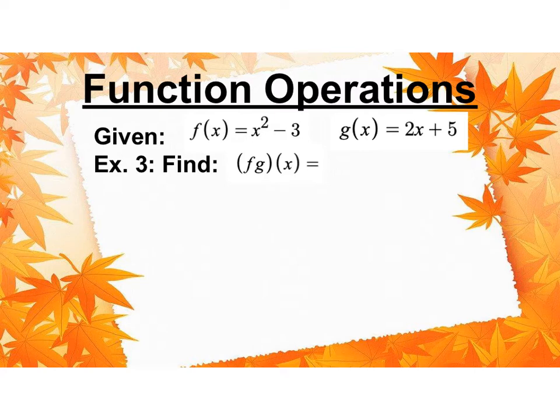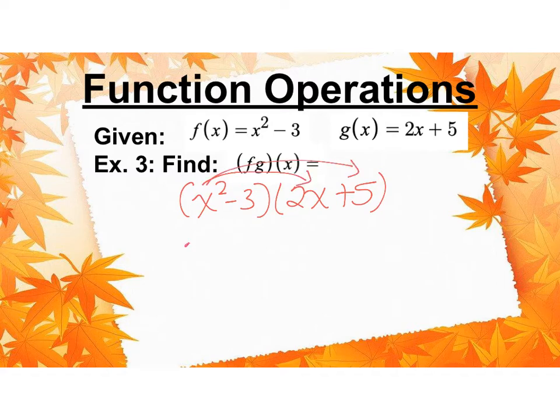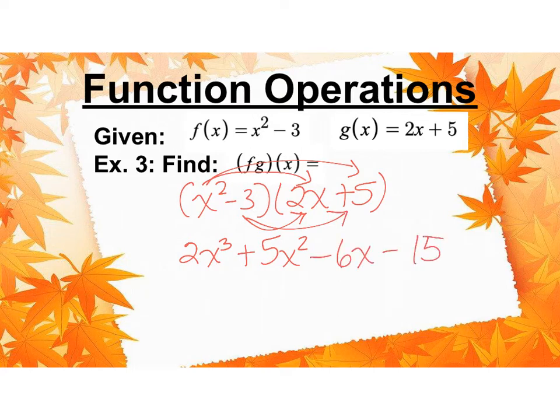Now we're going to multiply f of x times g of x. I need parentheses, x squared minus 3 times 2x plus 5, and I'm going to do a big distributive. So the x squared will get multiplied to both. We'll have 2x cubed plus 5x squared. The negative 3 is also going to get multiplied to both, minus 6x minus 15. You should check to see if anything needs combining like terms, but we are all set, and that is my final answer.